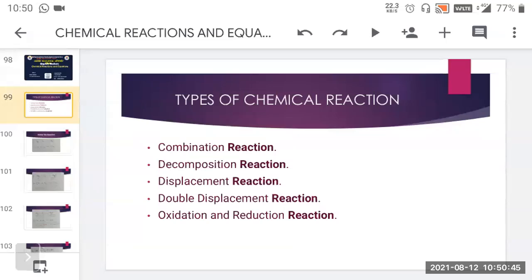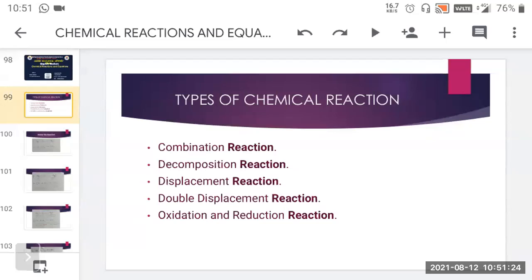Then comes oxidation and reduction. In oxidation, either addition of oxygen, loss of electrons, or loss of hydrogen takes place. If any one of these happens, that is oxidation. Whereas in reduction, removal of oxygen, addition of electrons, or addition of hydrogen takes place. If any one of these 3 happens, that will be your reduction reaction. If both of these reactions happen in a chemical reaction, then it is a redox reaction.